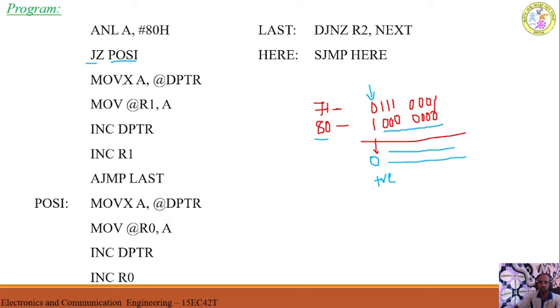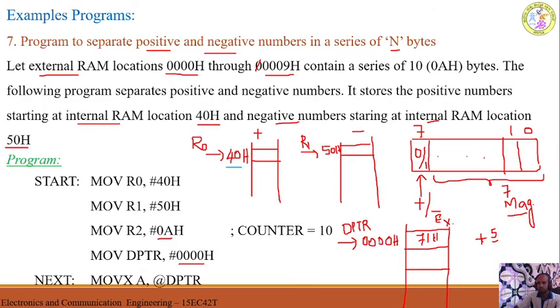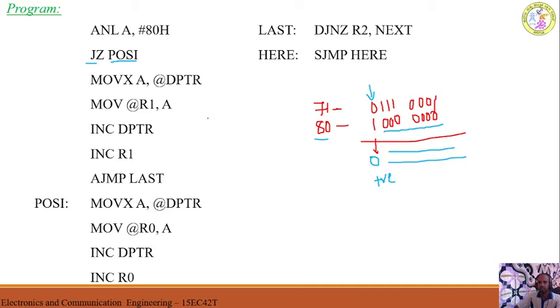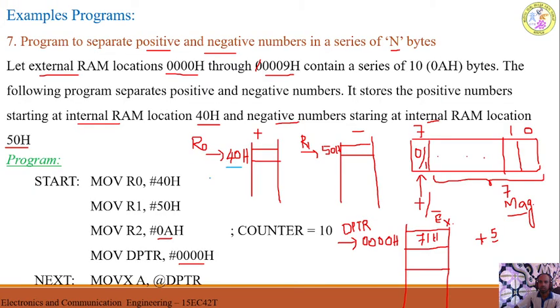So what will I do now? MOVX A, @DPTR. I will take the same number because A content is different now. A is equal to 0. The same number I want to store. Again, I will read the number from DPTR. DPTR, go to this memory, take that 71 again and copy it to accumulator. From the accumulator, I will copy it to the memory location pointed by R1.